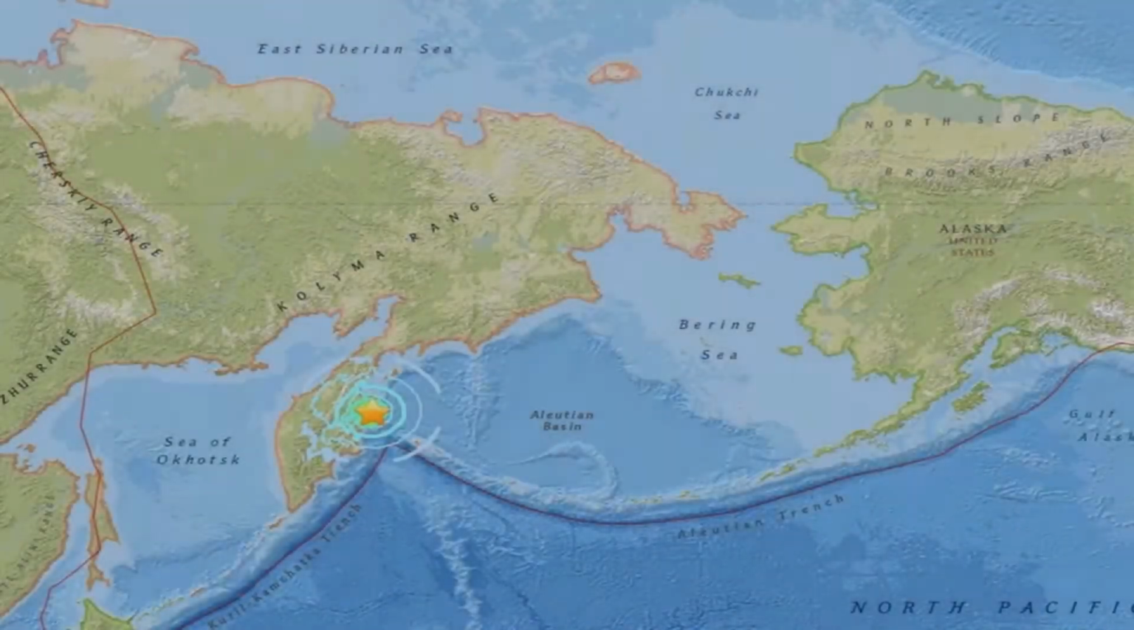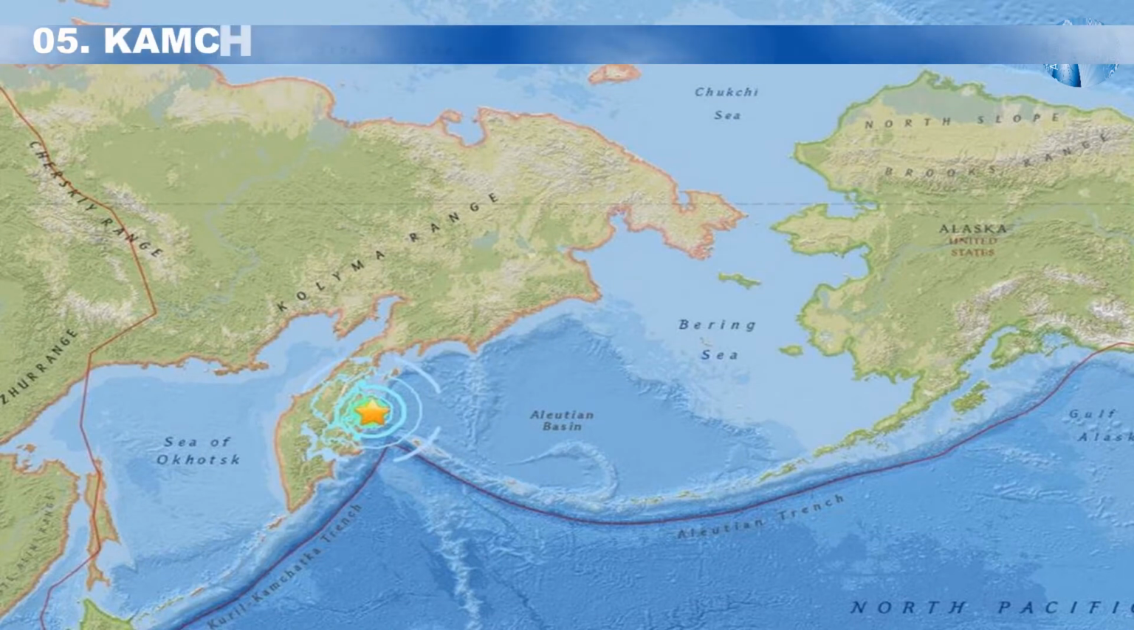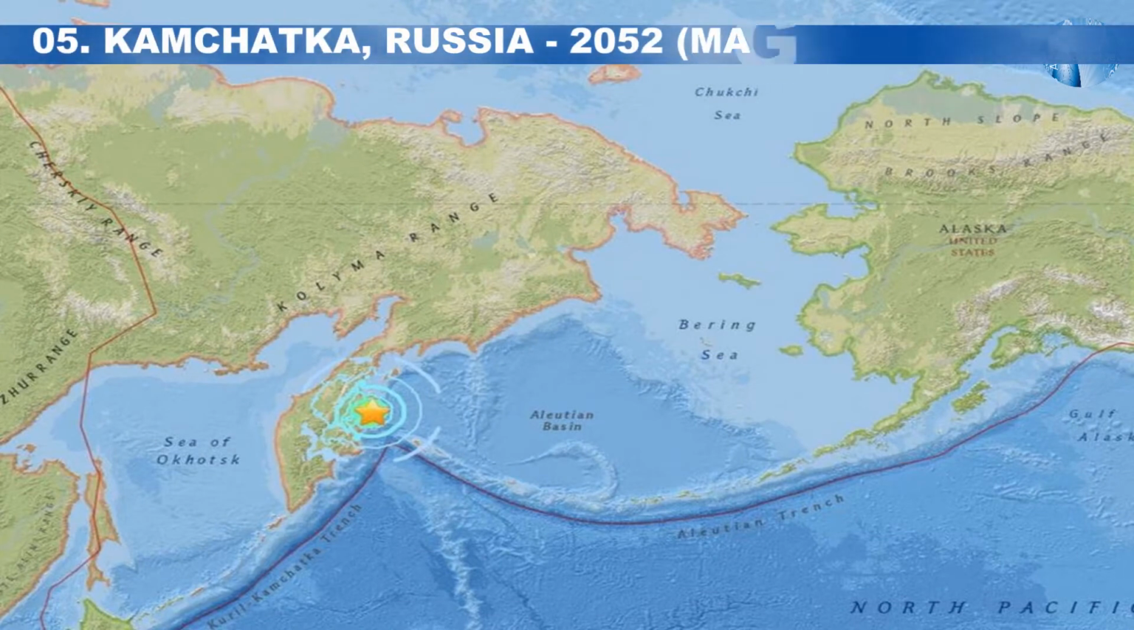Number 5. Kamchatka, Russia, 1952, magnitude 9.0. The main earthquake struck at 16:58 GMT or 4:58 local time on November 4, 1952. Initially assigned a magnitude of 8.2 but later revised to 9.0 in later years, a large tsunami resulted, causing destruction and loss of life around the Kamchatka Peninsula and the Kuril Islands.